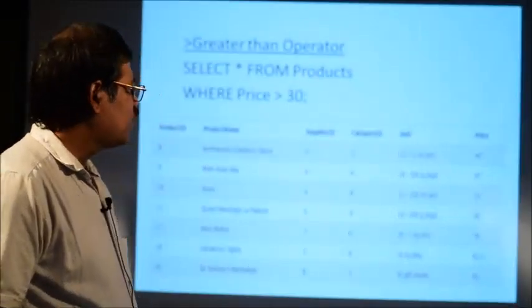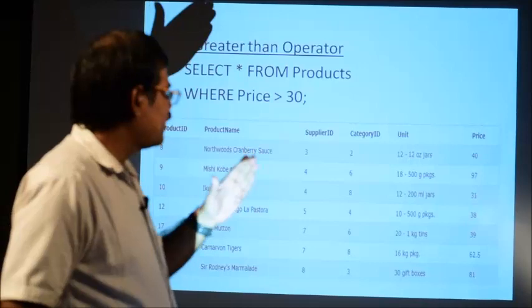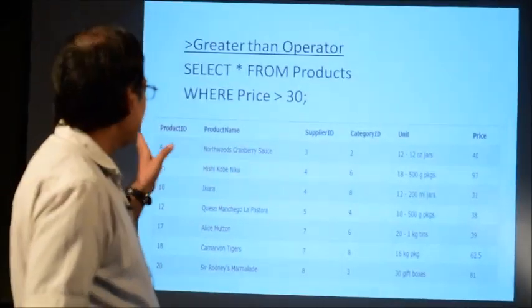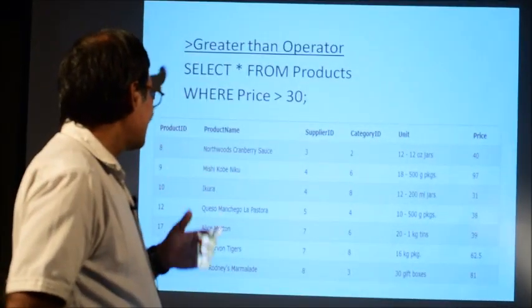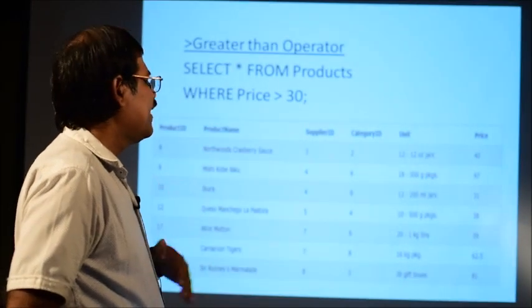So those records whose price value is greater than 30, that many records will be selected from the table and displayed on the screen. That means: select all from products where price greater than 30.